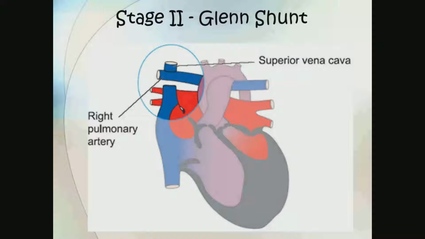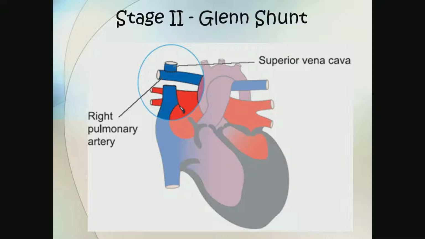Stage 2 is called the Glenn shunt. And this is where we want to increase the amount of pulmonary blood flow. Going through that Blalock-Taussig shunt is okay in the first few months, but it's not going to suffice long term. So what we do with this one is we take the superior vena cava coming back and we anastomose it to the right pulmonary artery. So all the blood flow coming back from the upper trunk goes to the pulmonary artery. Again, a passive flow. There's no heart pumping blood to the right side, and we end up having an improvement in pulmonary blood flow. That's a Glenn.